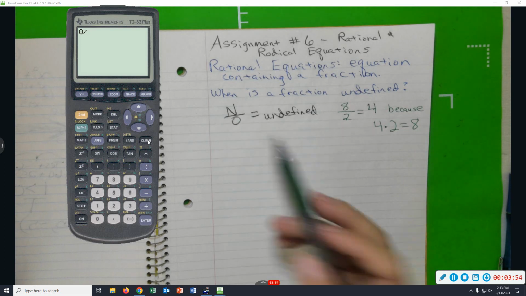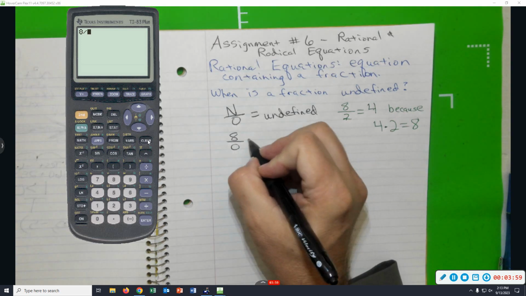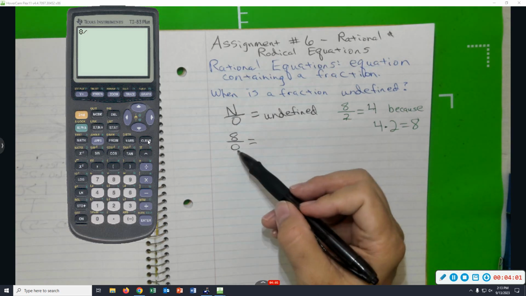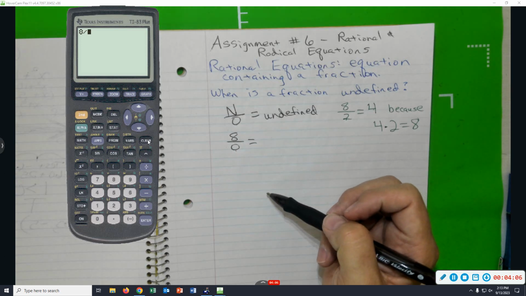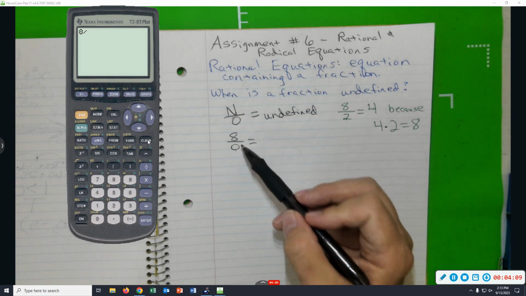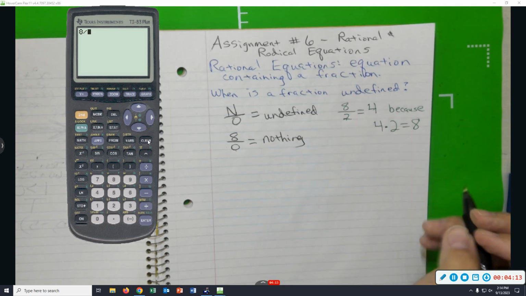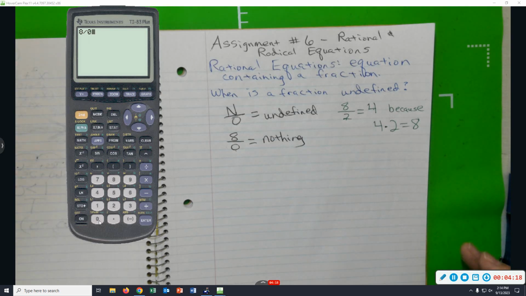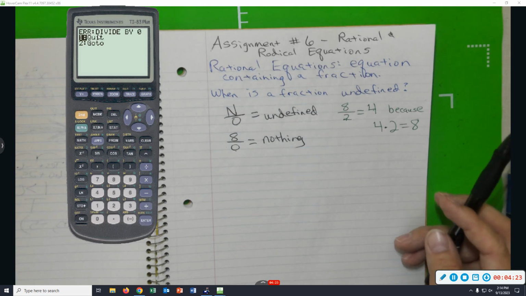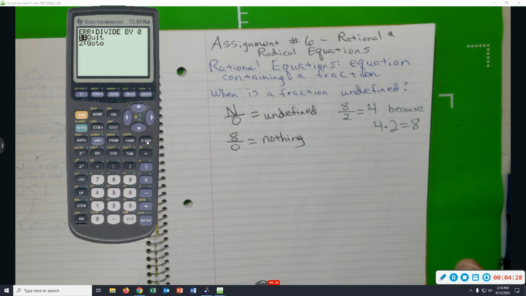Now, if you have a number divided by 0, say 8 divided by 0, what number times 0 is going to give you 8? There isn't one, because there's nothing you can multiply by 0 to get 8. Look at the calculator. What does the calculator do if I put 8 divided by 0? It gives an error. You're dividing by 0. That's not right.